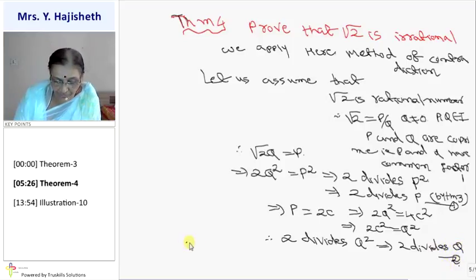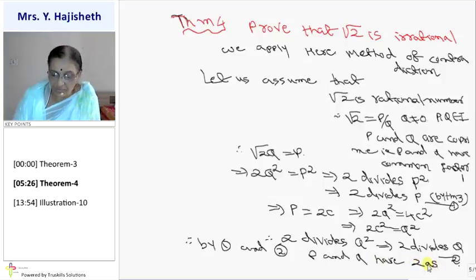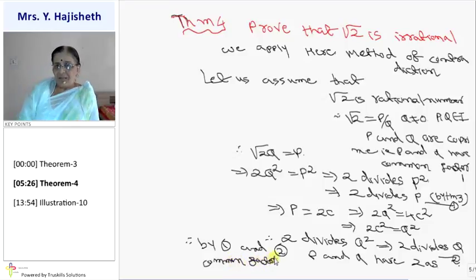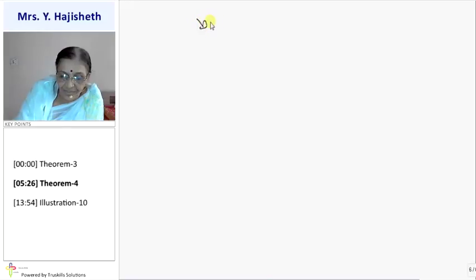So what can you say? By 1 and 2, common factor of p and q have 2. P and q have 2 as common factor. Clear? My p and q have 2 as common factor, but this contradicts our assumption.